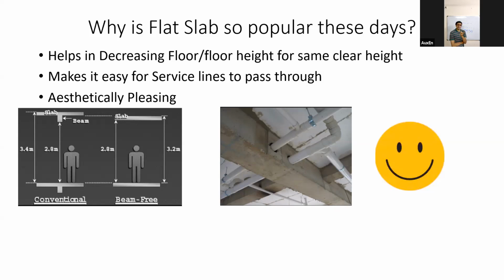But to achieve 2.8 meter clear height, how much floor to floor height did you need to maintain in case of a slab beam system? You need 3.4 meters to get a clear height of 2.8 meters. And what floor to floor height do you need to maintain in a flat slab system? You are required to maintain only 3.2 meters floor to floor height.